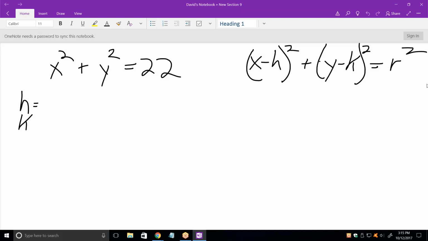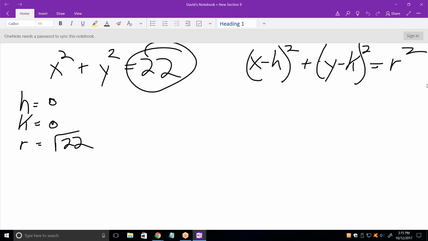H and k, is that x and... No, in other words, we didn't have an x minus anything squared. We had an x squared. So h is 0 and k is 0. Now tell me what r is. That'd be 0 too? That's r squared. So 22 squared? Square root of 22.